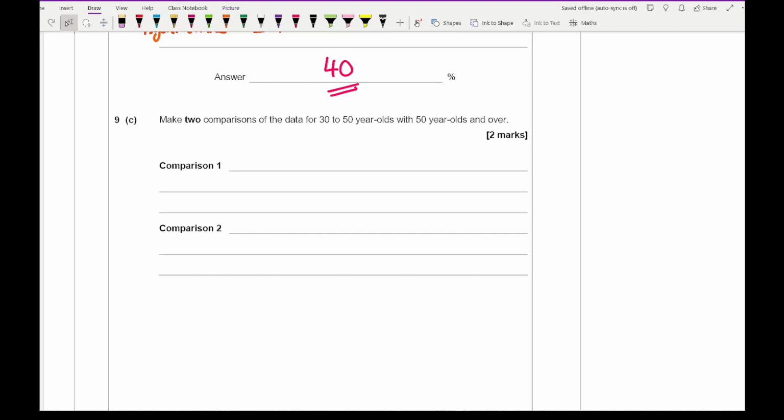So one of those statements would be absolutely fine. You could also make a valid statement without comparing. It does say comment on these 2, so you can either comment one over the other, so which medium is better or more common or more popular, or you could just state facts about 30 to 50-year-olds or over 50s. Something along the lines of more 50 and over in person than online, or more 30 to 50-year-olds on the computer than over the phone. So absolutely any of those statements would be good enough for the 2 marks, as long as you're making 2 comparisons and including 30 to 50-year-olds and 50 and over, you'll be absolutely fine.